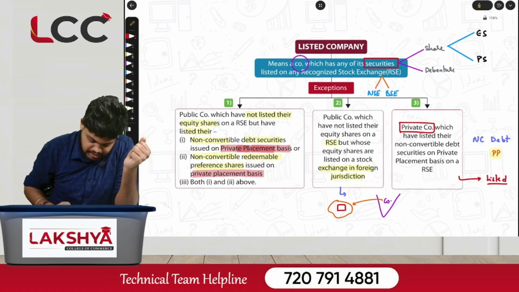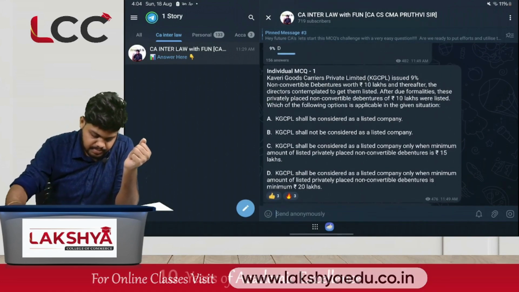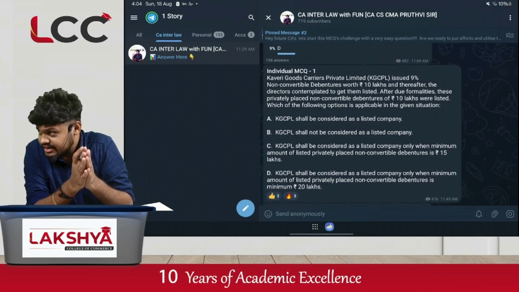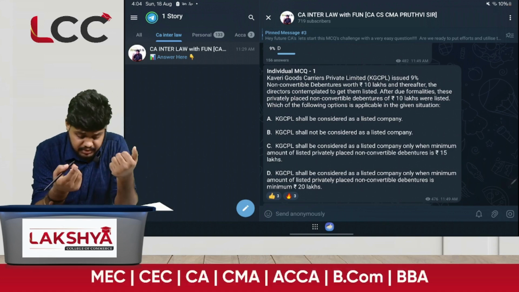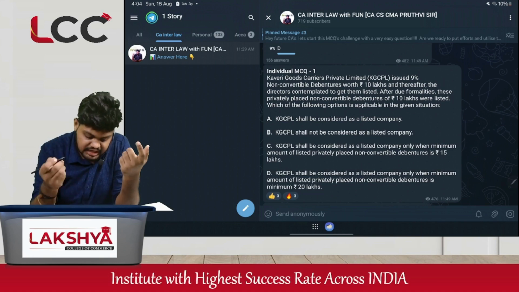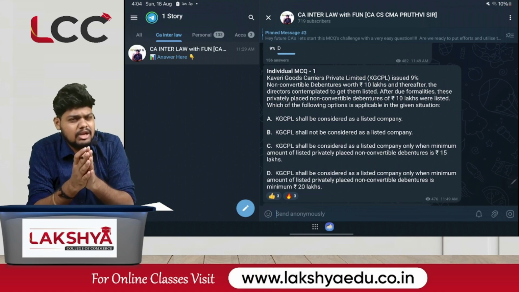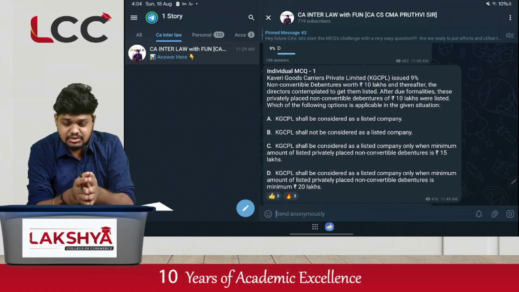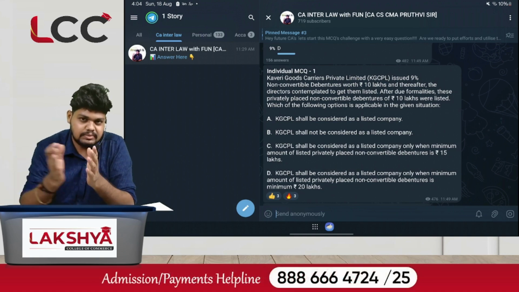So based on this, now we'll come back to this MCQ and answer it. Now tell me, first of all, what type of company are we dealing with in this question? We are dealing with a private company which has issued non-convertible debentures on a private placement basis. Now based on these facts, tell me whether it falls under an exception. If yes, under which category of the exception, 1, 2 or 3?